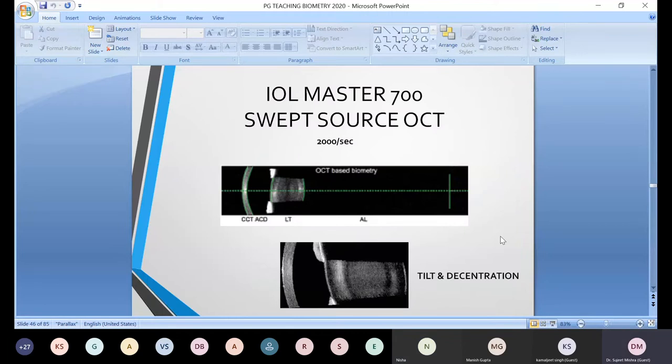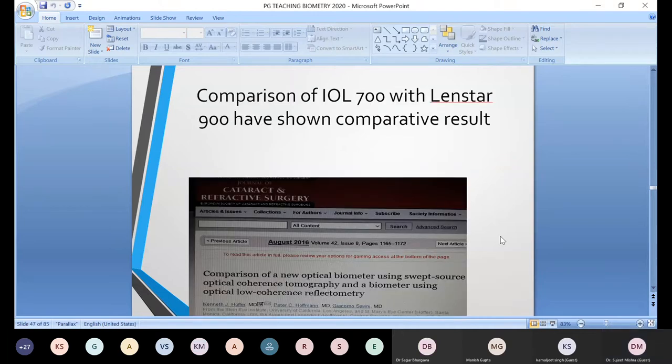IOL Master 700, it's like a cross-section scan across the eye, and it gives you all the desired values. So it fills all the gaps, the lacunae which were present earlier.